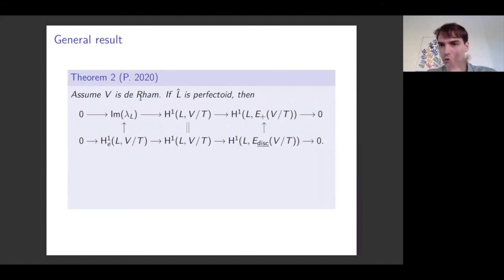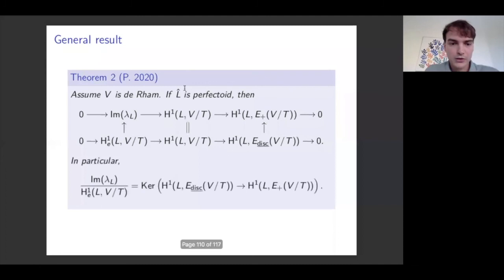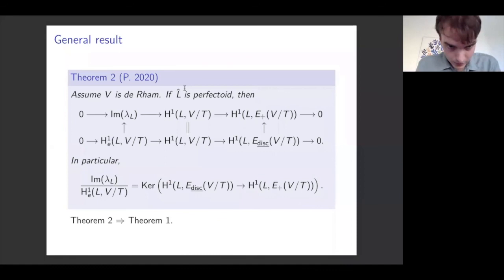Then if L is a perfectoid field, you have this commutative diagram here where the rightmost vertical map is the completion map. And so by applying the snake lemma in particular, you see that the quotient that we want to study, the question of Coates and Greenberg, is given by the kernel of this completion map. And the surprising part, for me at least when I was doing this, is that this is the difficult part that I'm not able to get rid of completely. So this theorem two now implies theorem one by studying this completion map.